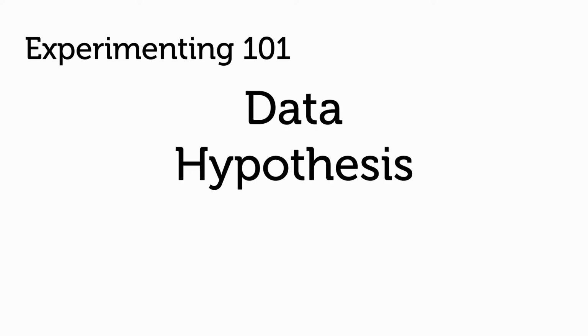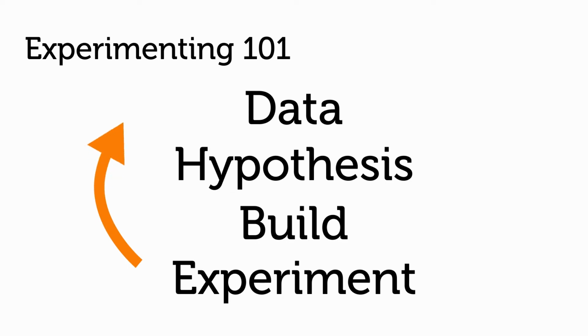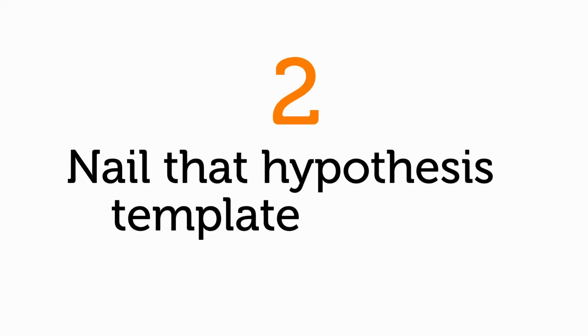This is the process that you should go through for experimenting. So you come up with some data, you then make a hypothesis based on this data, you build something to test that hypothesis, and from that you get an experiment which itself generates more data. Recommendation number 2, nail that hypothesis template.